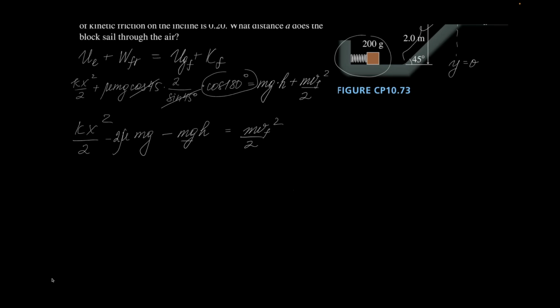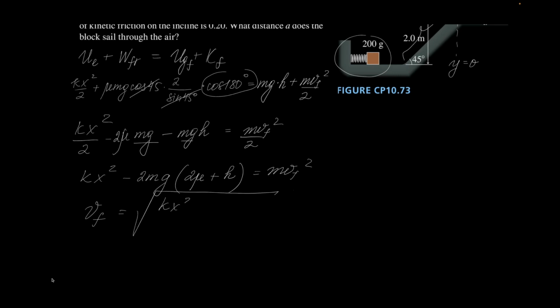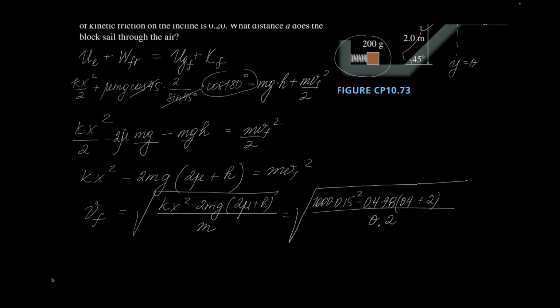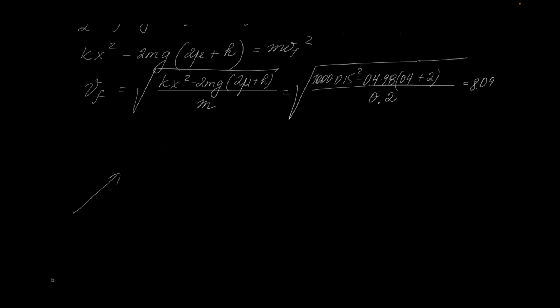We are after v final, so I'm going to multiply everything by 2 first. Then I will have kx squared minus 2mg, since I'm multiplying by 2 anyway, and that will give me 2 mu plus h equals mv final squared, from where v final is going to be a root of kx squared minus 2mg, 2 mu plus h, over mass. Let's plug in the numbers. I got 8.09. Think about what's happening. So we found this to be 8.09 meters per second at 45 degrees.